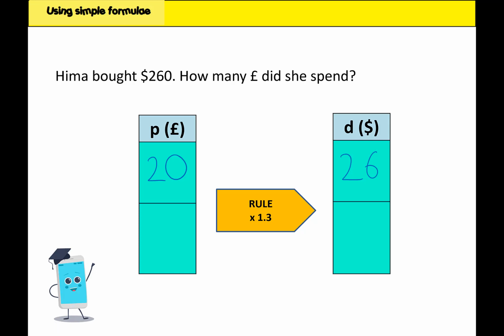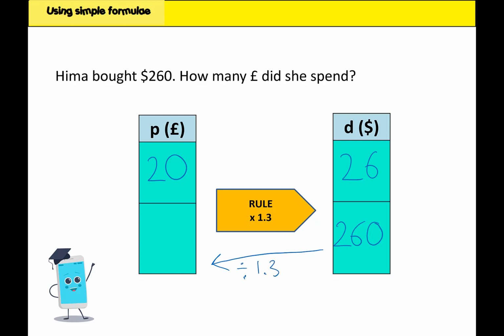Hema bought $260. How many pounds did she spend? Okay, so I can fill in 260 here. If I had $260, how many pounds were spent? Now I can already recognise in my dollar column that 260 is 10 times bigger than 26. That's going to help me to find out my pounds. But what would I do if I didn't have that first column filled in? Well, I'd need to do the inverse. I'd need to go this way and divide by 1.3.